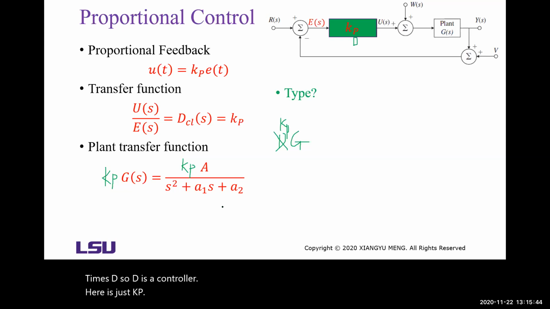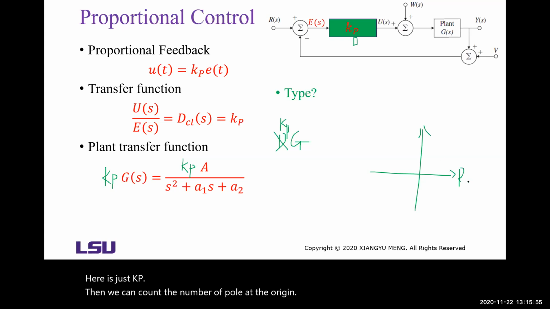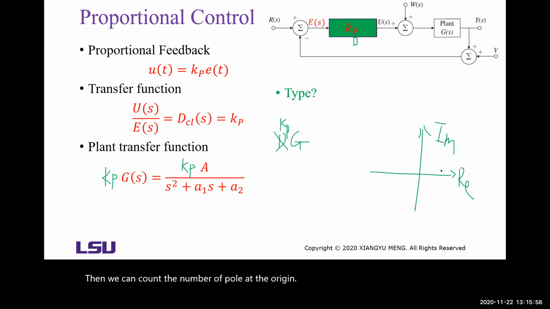Then we can count the number of poles at the origin. Here, since the transfer function of D times G has no pole at the origin, therefore, the closed loop system is type 0 if the transfer function of the plant has this form.